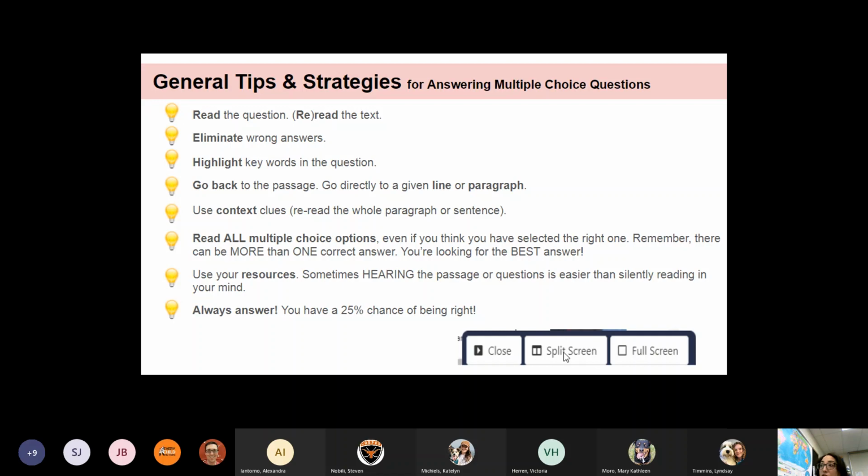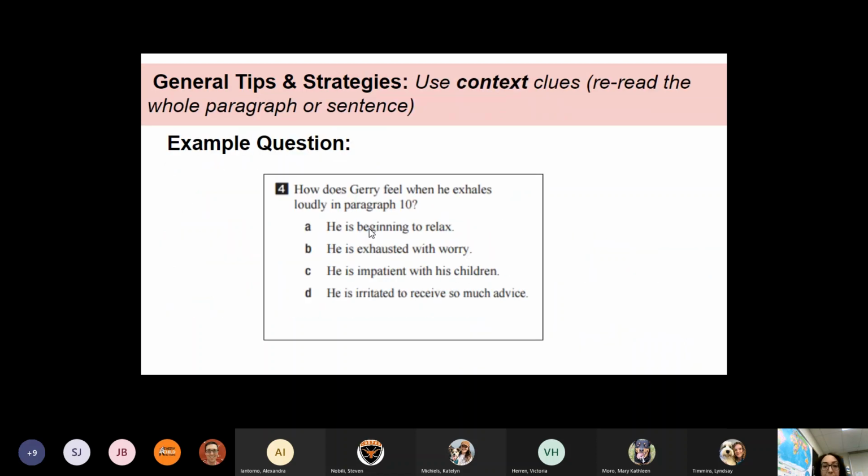I put this icon on the screen here because on the test, you'll have a split screen option. So you'll be able to look at both the question and the text at the same time. And that's going to make it easier so you don't have to worry about memorizing a question or memorizing part of the story and trying to frantically find what you're looking for. You can look at both together.